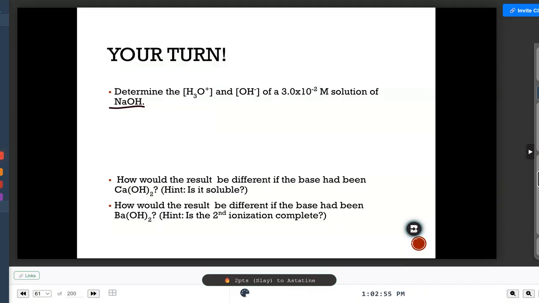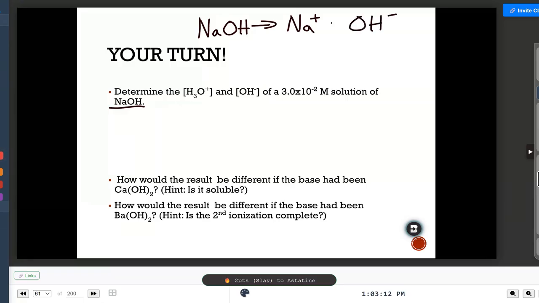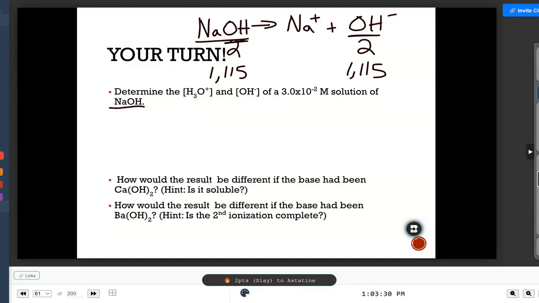Okay, so basically, if we think about the formula here, for every NaOH I have, it's going to break into one Na positive and one OH negative. So if I have two of these, I'd have two of these. If I had 1,115 of these, I'd have 1,115 of these, because I have one OH here and one OH there. However many I have of these is how many I'm going to have of those. How does that help us?